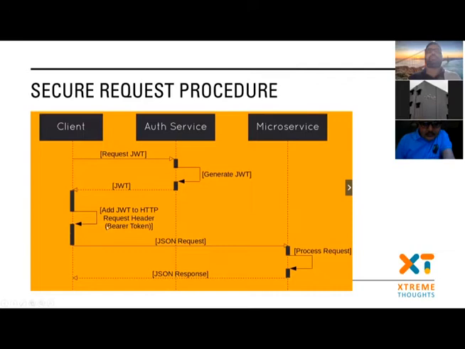Okay, so that's a simple example. The client first requests a JWT, a JSON Web Token. The authentication service authenticates that and then generates the JWT and sends it back to the client. Now with each request the client makes, it adds the JWT token to the header and it goes to the microservices. In between, it is authenticated by the API gateway.